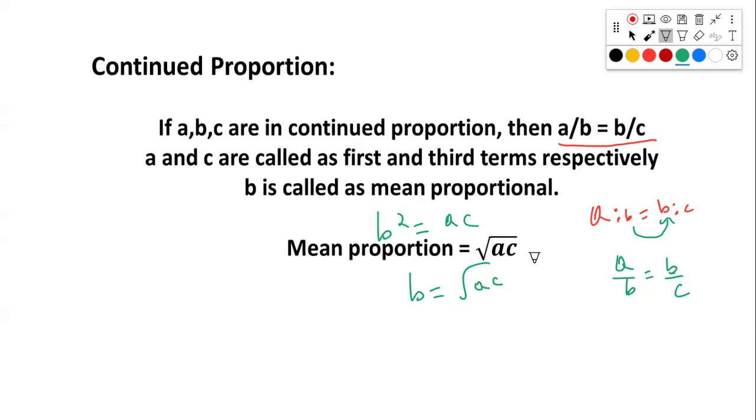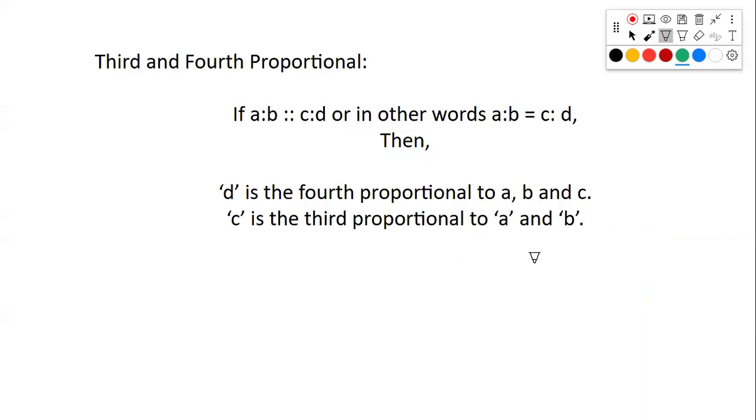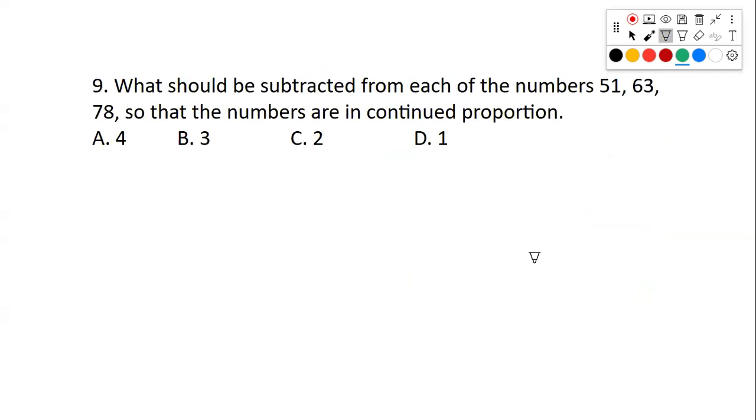Oh, so this is continued proportion. So third and fourth proportional. So A, B, C, D. A is first, B second, C third, and D fourth. D is the fourth, C is the third. Okay, so now let's do one question based on continued proportion.